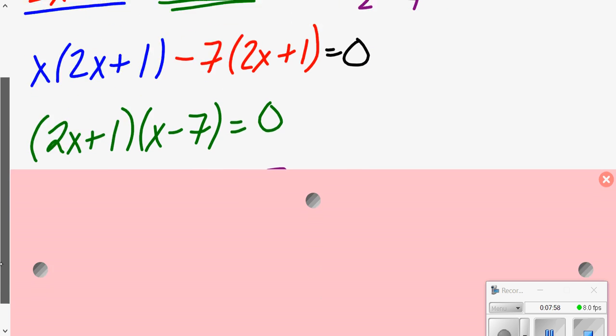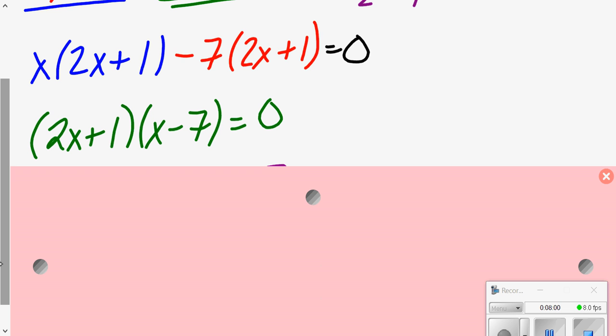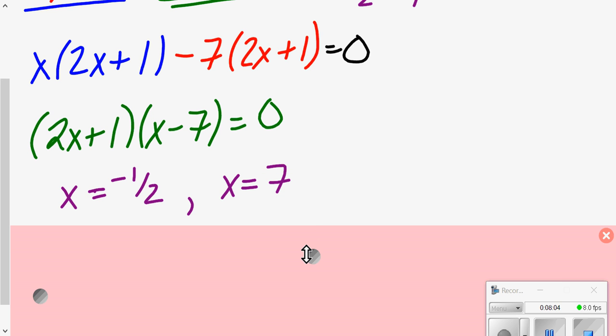And we're going to set each of those factors equal to 0 and solve. One of my solutions will be negative a half. Subtract 1, divide by 2. The other one will be 7. Okay, that is our review of polynomials.